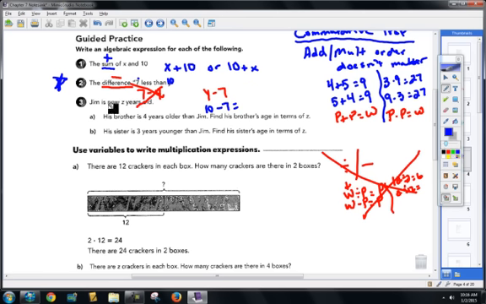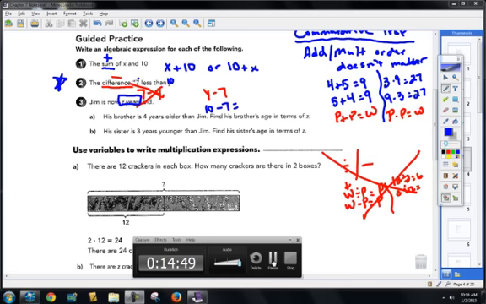All right. Jim is now Z years old, so they're just giving you that it's Z. His brother is 4 years older than Jim. Find his brother's age in terms of Z. Okay, go ahead and pause and try this one on your own.